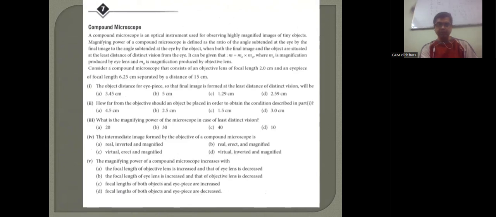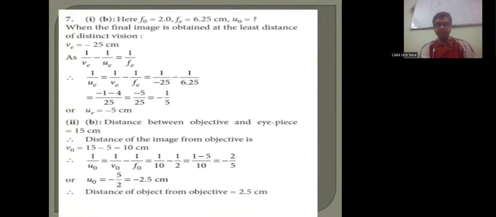Now come to second question. How far from the objective should an object be placed in order to obtain the condition described in part 1? Now student, आपके पास part 2 में आपको U निकालना है. Again apply lens equation 1 by f equals to 1 by v minus 1 by u. Here in this case, VO is 15 minus 5. It is given in that question.